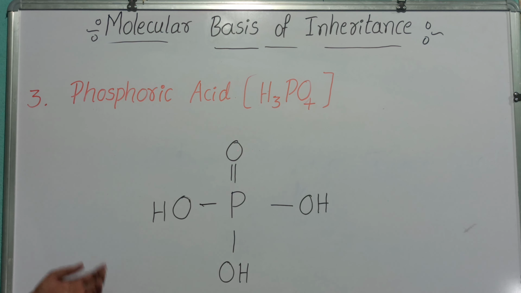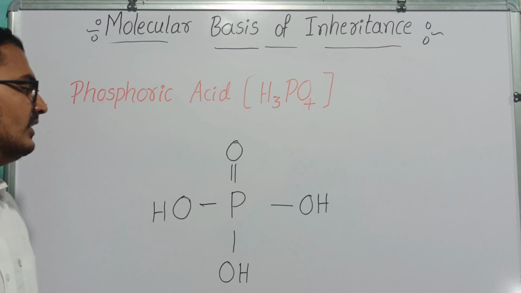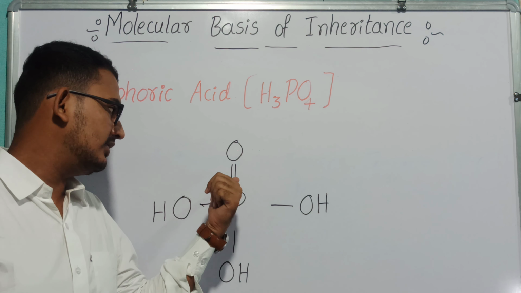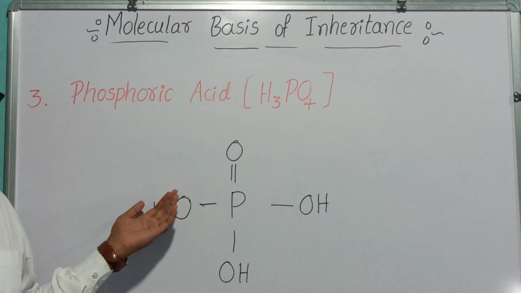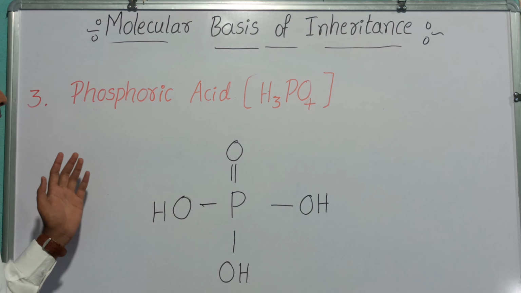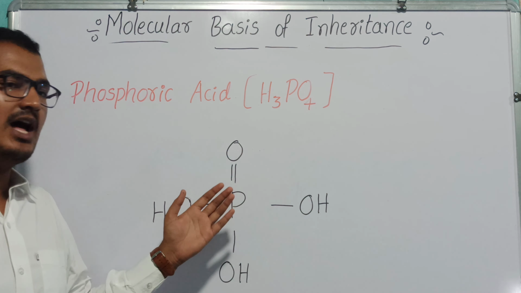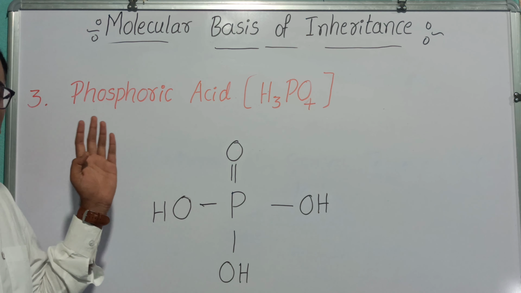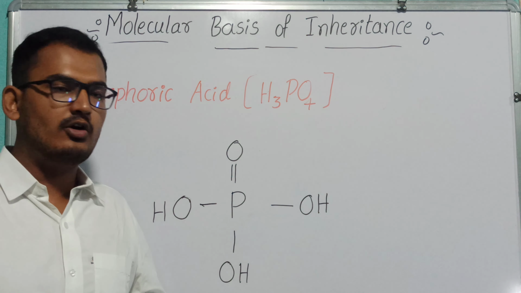The third component of nucleotide is phosphoric acid. Chemical formula of phosphoric acid is H3PO3. This is the structure of phosphoric acid, where we can see oxygen attached at one end and the other three sides have OH groups. Phosphoric acid is attached to the pentose sugar at the fifth carbon of pentose sugar, and the bond formed between phosphoric acid and pentose sugar is called phosphodiester bond.